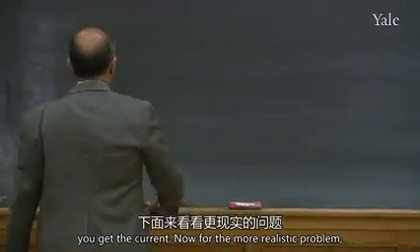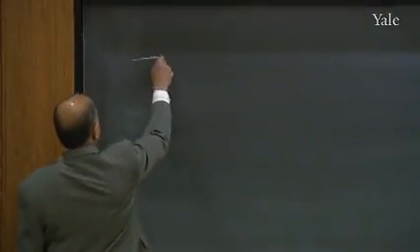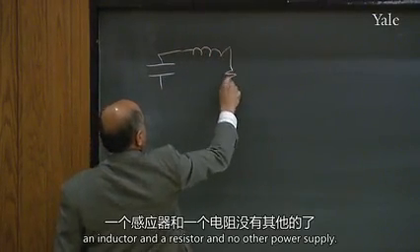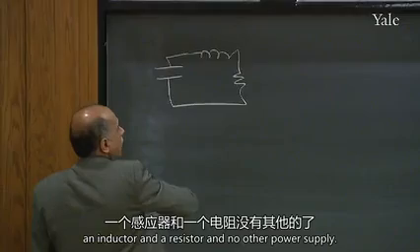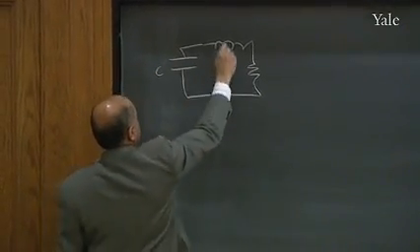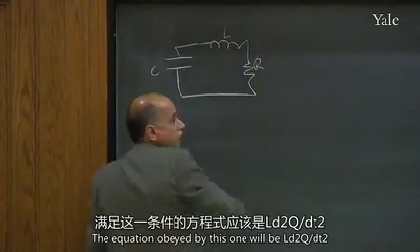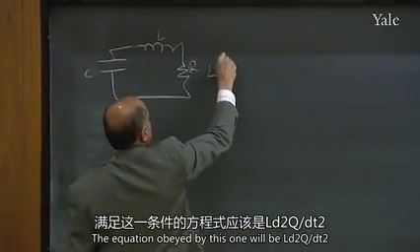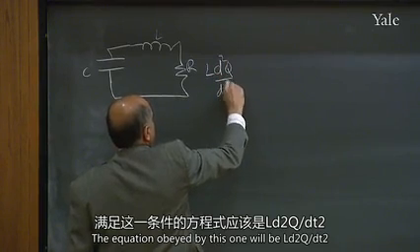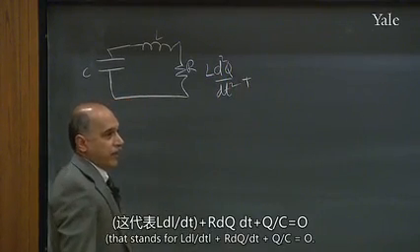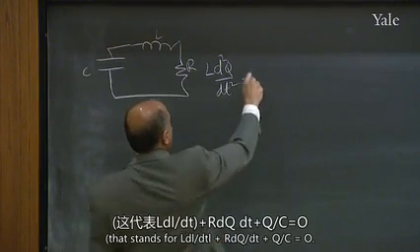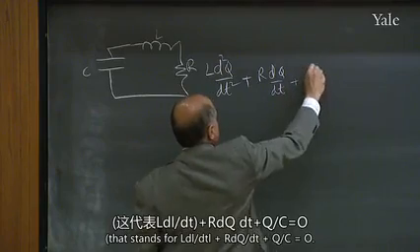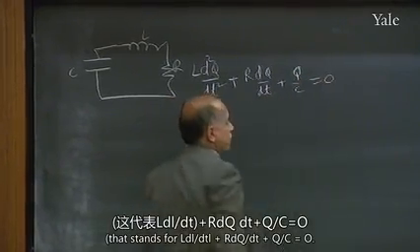Good. Now for the more realistic problem. The realistic problem has got a capacitor, an inductor, and a resistor, and no other power supply. The equation obeyed by this one will be L d2q over dt squared. That stands for L di dt plus R dq dt plus q over C equal to 0.